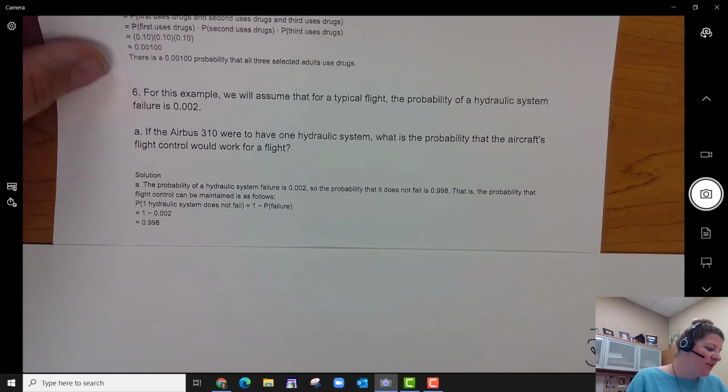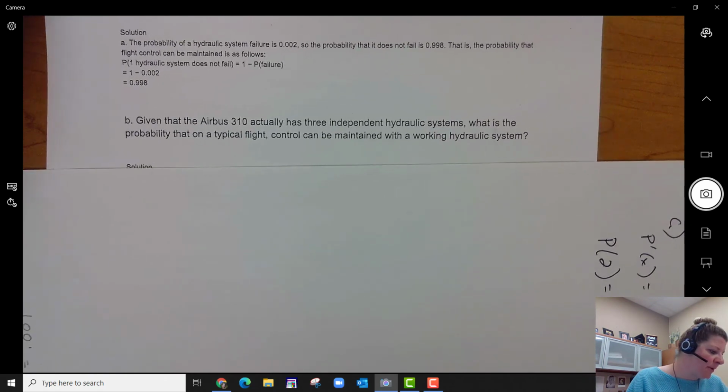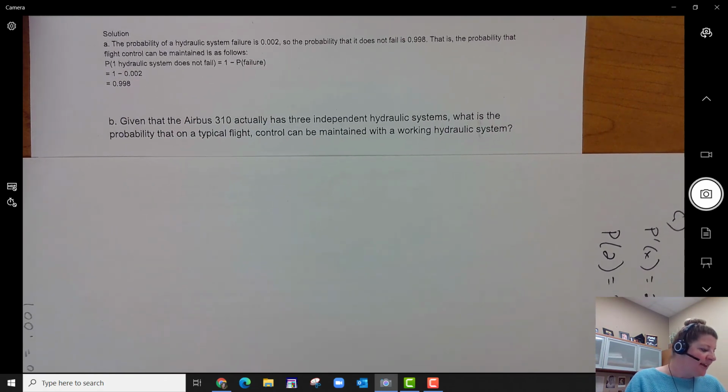I did that one, even though it really isn't part of what we're kind of doing now, but that's okay. Given that this Airbus, whatever, has 3 independent hydraulic systems, what is the probability on a typical flight control can be maintained with a working hydraulic system? So we want it to work, and now we have 3 of them. So what we need to think of is, we know that the probability of it failing is 0.002.